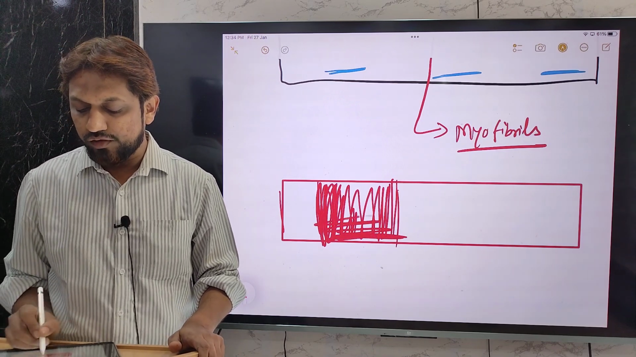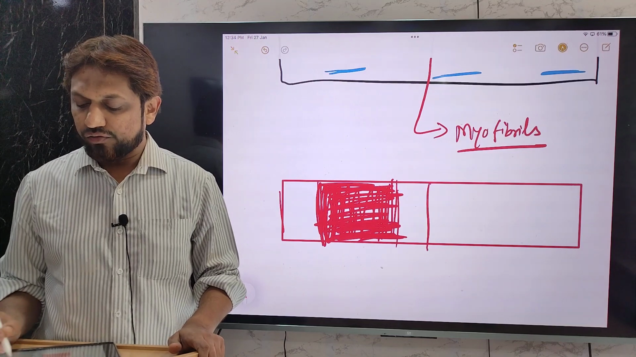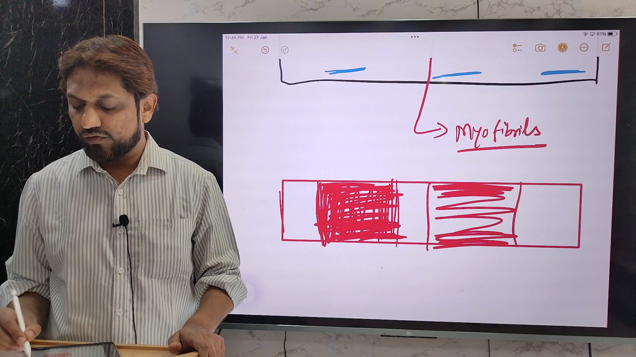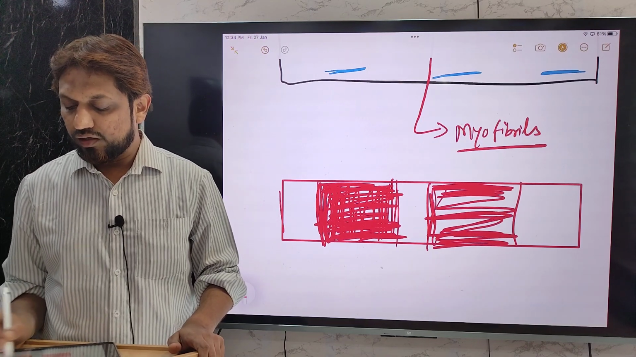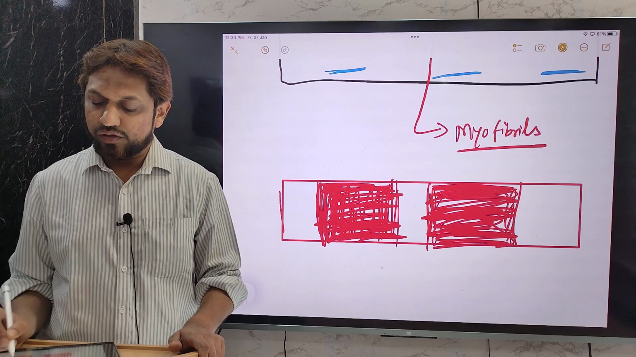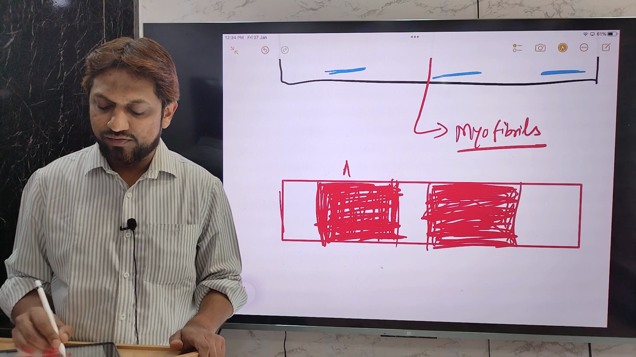Okay, there will be dark bands and there will be light bands. Typically, alternately, you will find in one myofibril a typical arrangement of the light and the dark bands. This dark band is known as the A band.